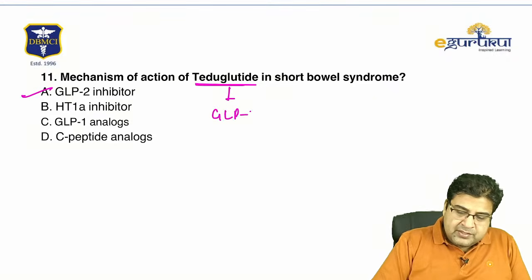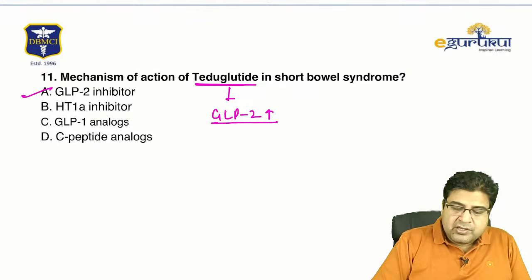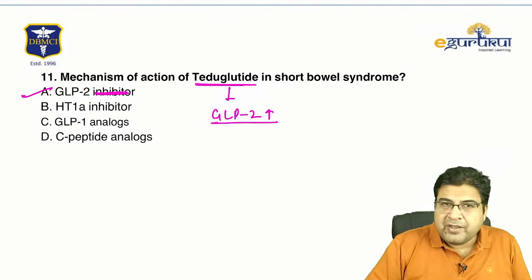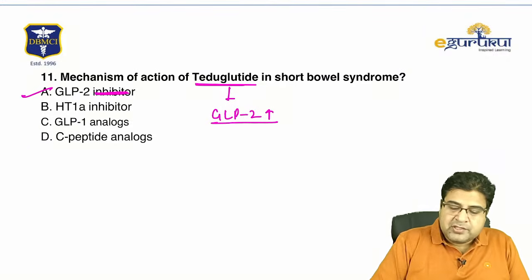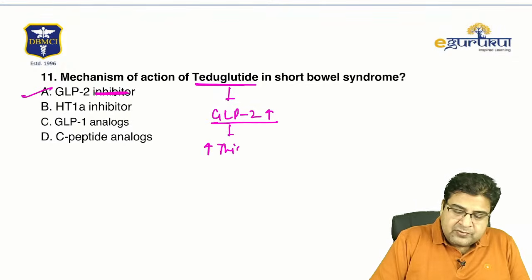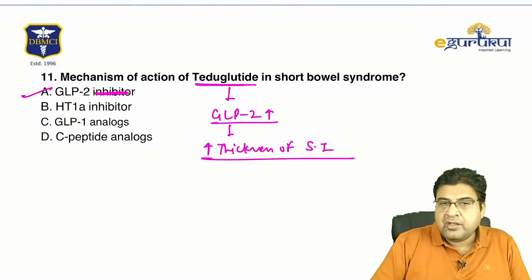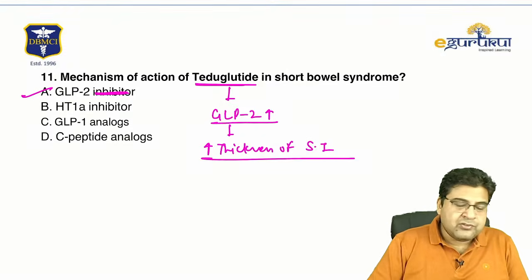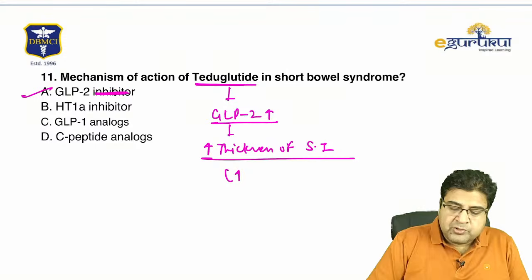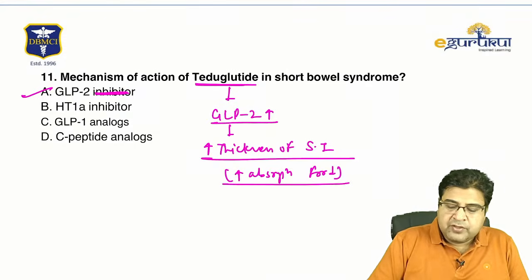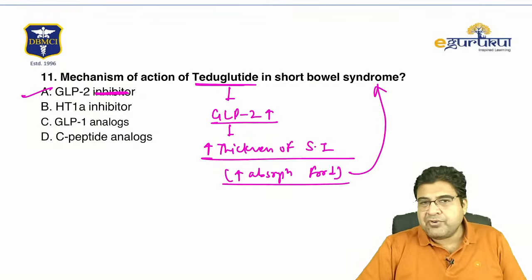So basically this is a GLP-2 analog. It's not a GLP-2 inhibitor. It's a GLP-2 analog, teduglutide. Now this medicine can increase the thickness of the small intestine, and by increasing the thickness of the small intestine, that will lead to more absorption of the food, which is disrupted in short bowel syndrome.